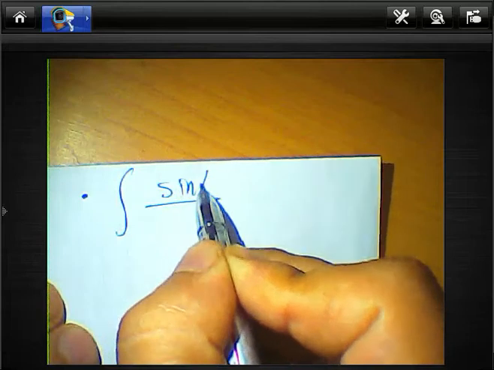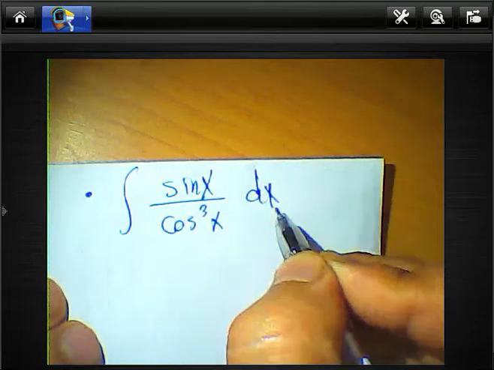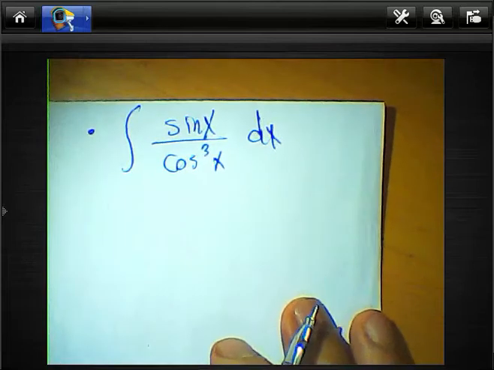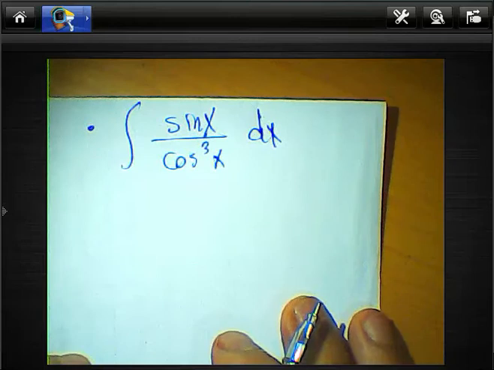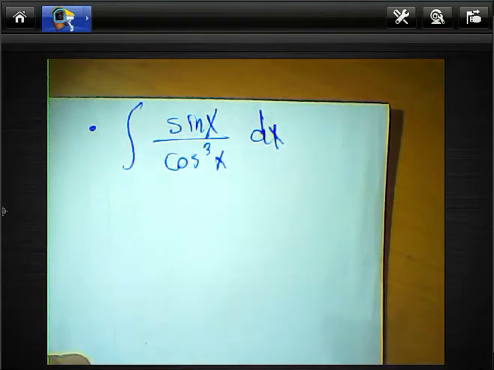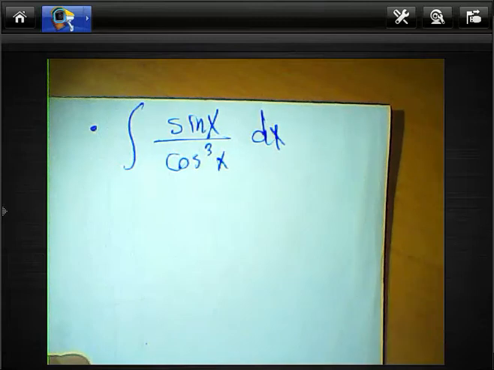Another example, we want to find the integration of sine x over cosine power 3 x dx. Who can solve it? We know sine over cosine equals tan x, but if we do it, we can't find the result, because the numerator and denominator haven't any integration in this example.